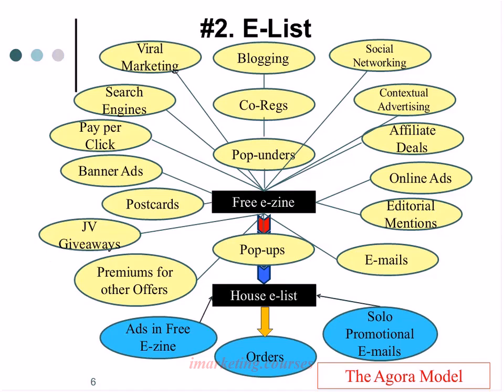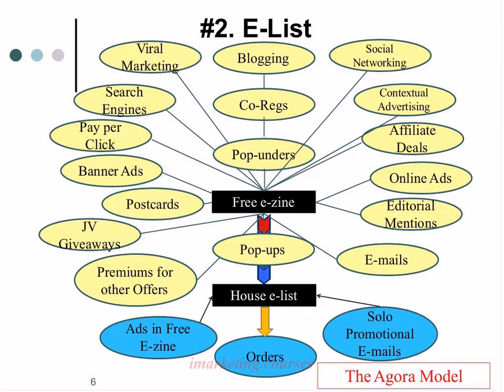Then building the e-list, and this is the big part of it. What you have to do is drive traffic to a page, and you see in this diagram in the middle there's a black box with the white letters, free e-zine. You have to create a page on the web where people can sign up to get your e-newsletter for free. That's really easy. And then, if you look at all the yellow ovals, you use a variety of means to drive traffic to your free e-zine subscription page.